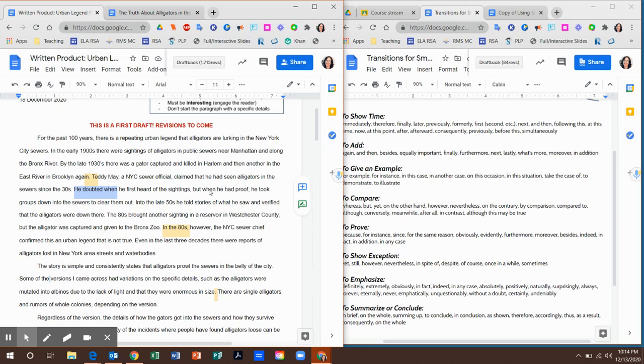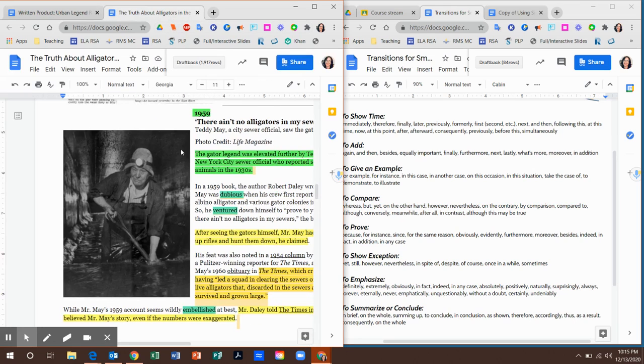But then he had proof, and at least he says he does, that he saw them. And then he took these groups of men down there to clean them out. They brought rifles and other weapons. And here, the source is here, right? Look at Teddy. Looks like you don't want to mess with him.